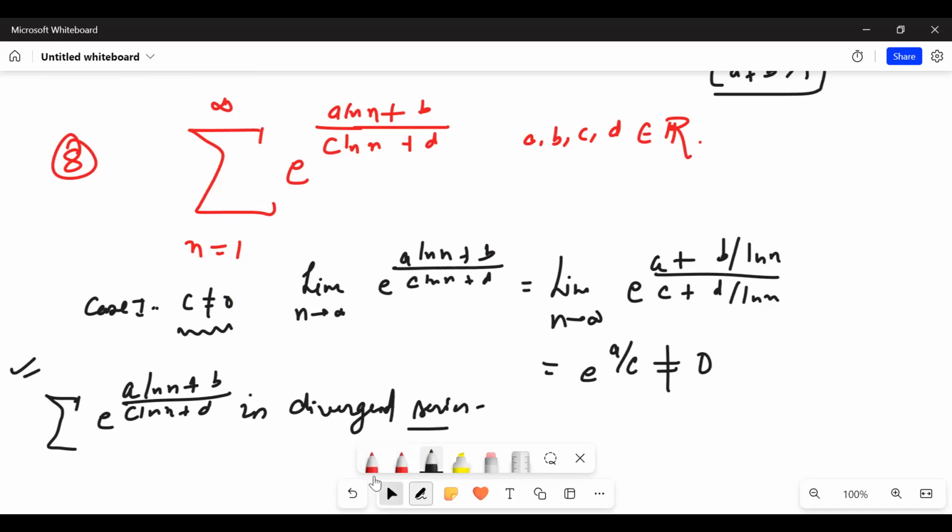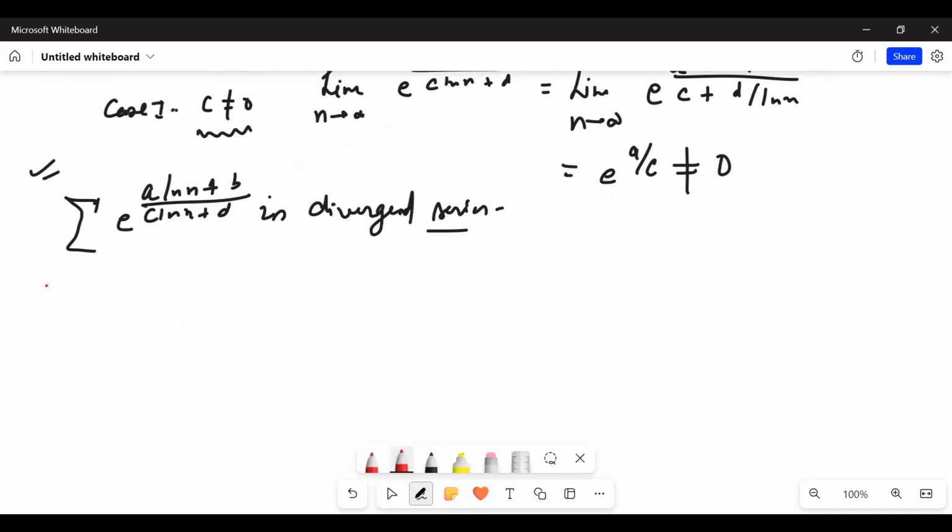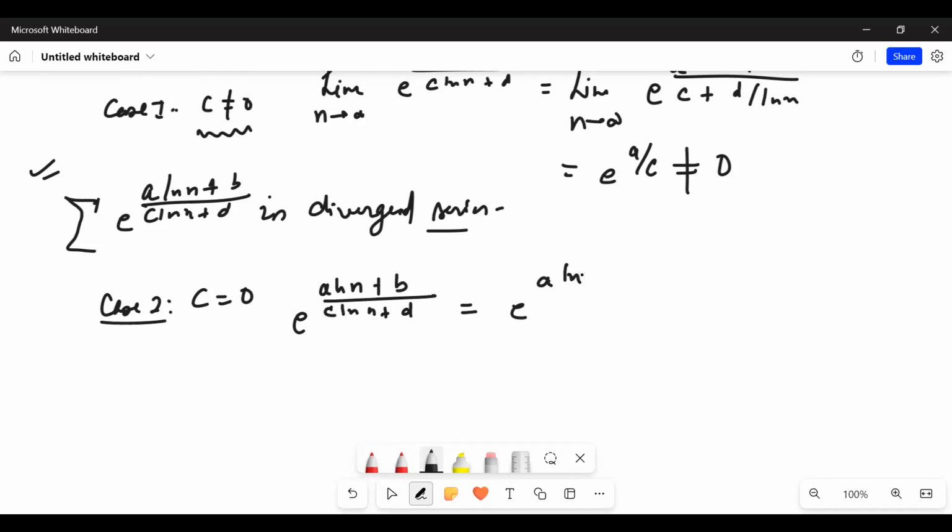Anyway, okay, this is case one. What if c is equal to 0? Now there lies a little bit of possibility here. If c is equal to 0, then this thing is equal to, I'll write it once more. If c is 0, this reduces to writing a raised to e raised to power ln n plus b upon simply d.